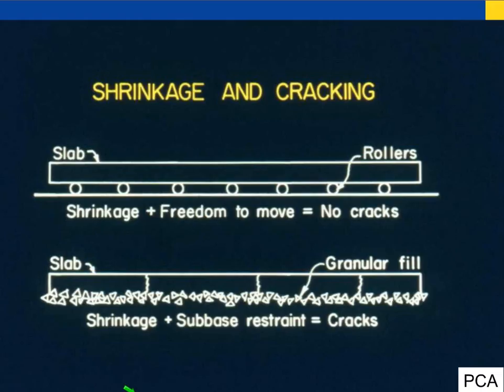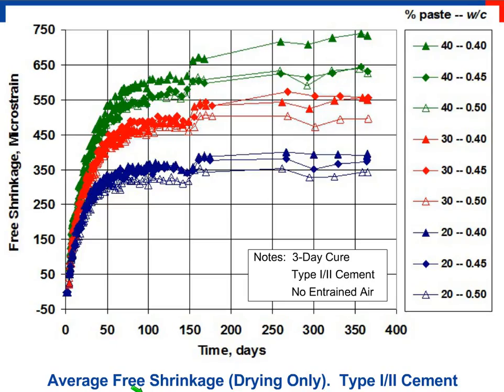So if we had an opportunity to place concrete on slabs on grade with rollers underneath it, then we wouldn't have cracks, but of course we don't. We've got the subgrade, we have significant friction at that point, and so we have cracks that are going to form in the concrete. And in this case, the main thing we want to do is control the location of those cracks and have people not think they're cracks.